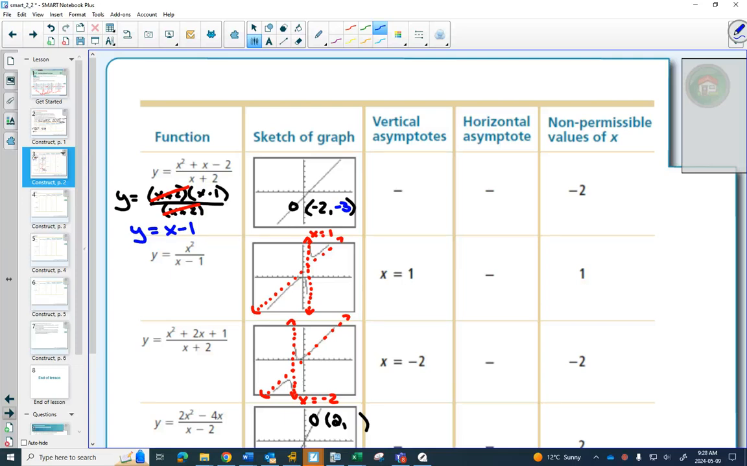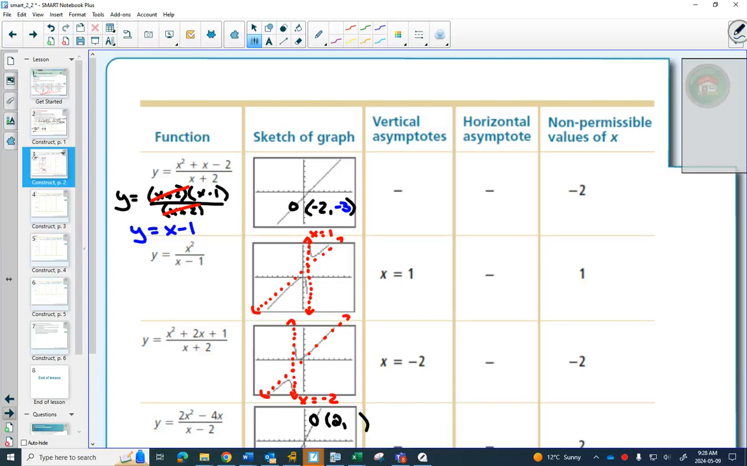The next one does not factor. The top doesn't factor, it's just an x squared. And so your non-permissible value of 1 stays, and because it stays, we have a vertical asymptote. When your non-permissible value cancels out, you get a hole. When your non-permissible value stays, you get a vertical asymptote.